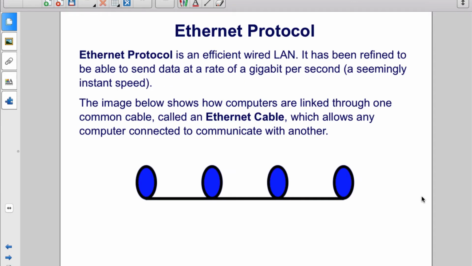Ethernet protocol is an efficient wired local area network. It has been refined to be able to send data at a rate of a gigabit per second, a seemingly instant speed. The image below shows how computers are linked through one common cable, called an Ethernet cable, which allows any computer connected to communicate with another.